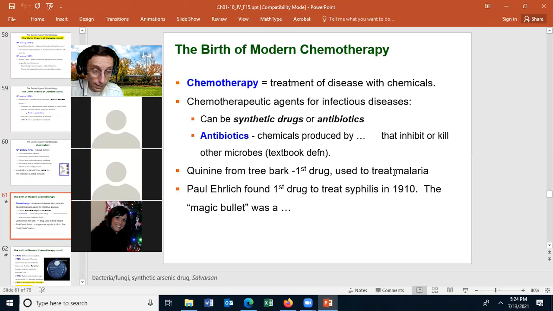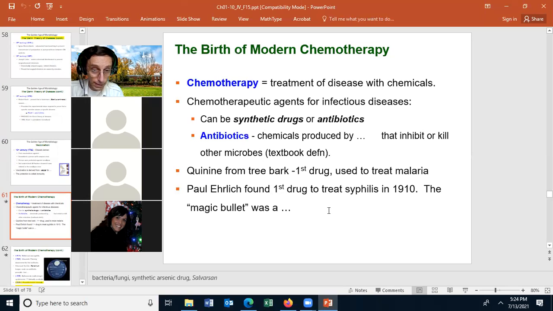And so they reported it and sent the bark of the cinchona tree to Europe. And this was the first chemotherapeutic drug, or you could say antimicrobial drug that was available, at least in Europe. And that was quinine. Paul Ehrlich, out of Louis Pasteur's work, theorized that it would be possible to find a chemical which one could use to treat a disease.